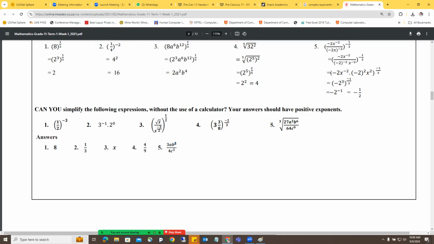Fifth one, what do we mean if we have 3 inside the square root? Square root, I mean the root, power 1 over third. Yeah, 1 over third.